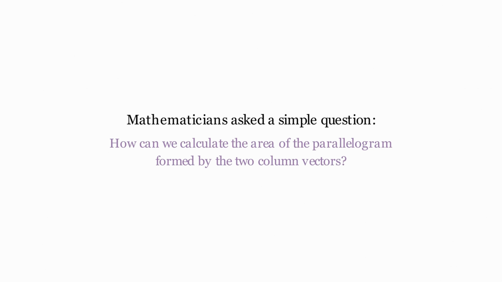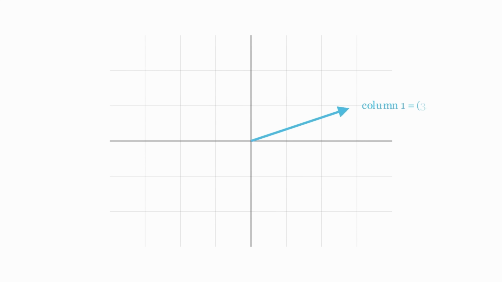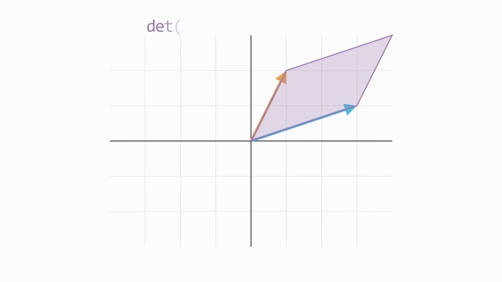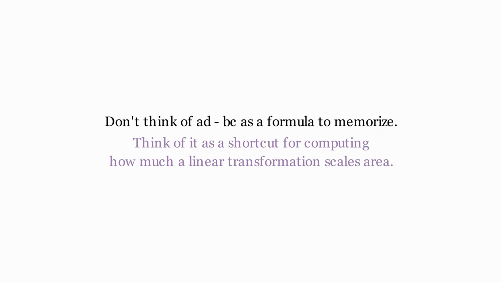The determinant formula isn't something mathematicians invented randomly. They first asked, how can we calculate the area of the parallelogram formed by two column vectors? After working through the geometry, the answer turns out to be remarkably simple. So, don't think of ad minus bc as just a formula to memorize. Think of it as a shortcut for computing how much a linear transformation scales area.